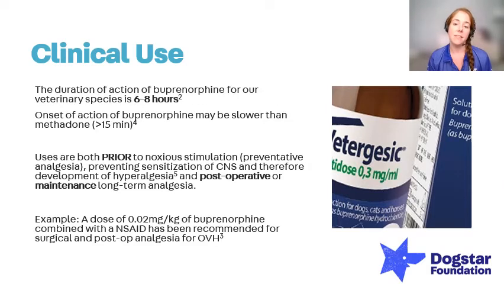So buprenorphine lasts about 6 to 8 hours in our veterinary species, and the onset of action is about 15 to 20 minutes. It's useful for two applications here, both as a use prior to a noxious stimulus, so this is called preventative analgesia, and also as a postoperative or maintenance long-term analgesia. So it could be given before pain and during episodes of pain. An example is a dose of 0.02 milligrams per kilogram buprenorphine combined with a nonsteroidal anti-inflammatory has been recommended as a good protocol for surgical and postoperative pain relief for ovariohysterectomy.